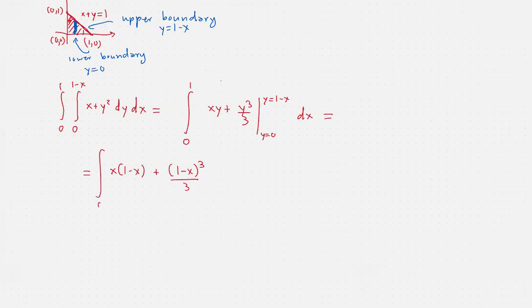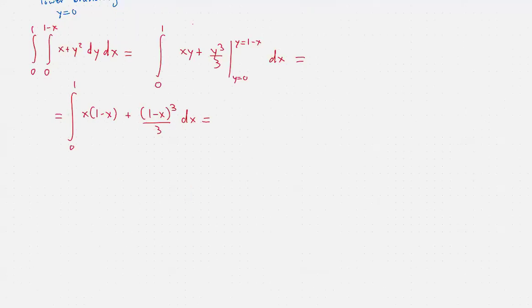So let's use the crudest method here by just foiling everything. So we will have x minus x squared plus 1/3 times (1 minus 3x plus 3x squared minus x cubed) dx. So this will be the integral from 0 to 1.